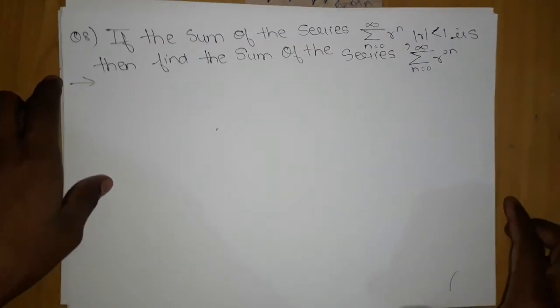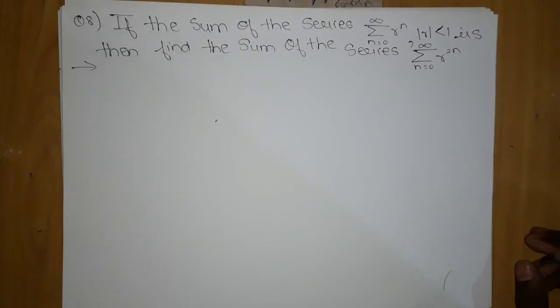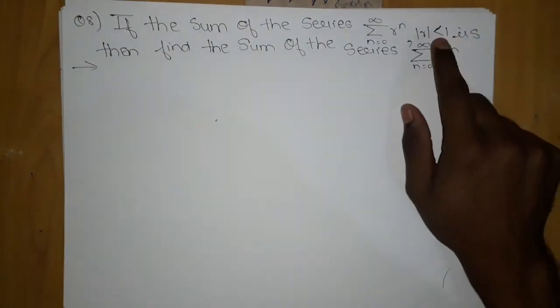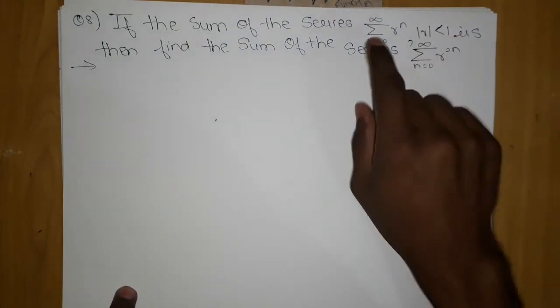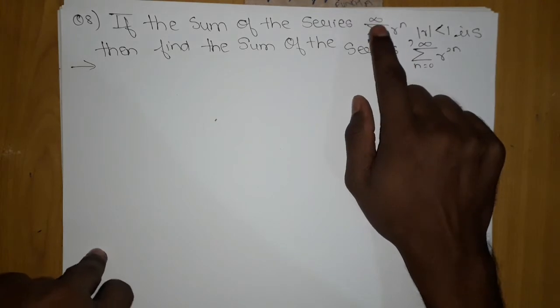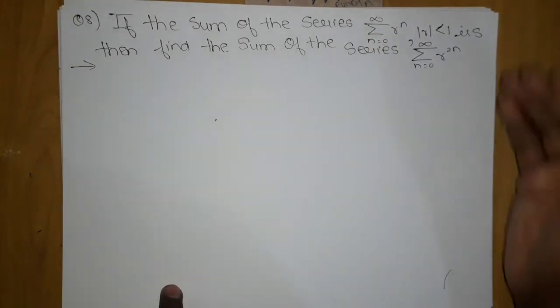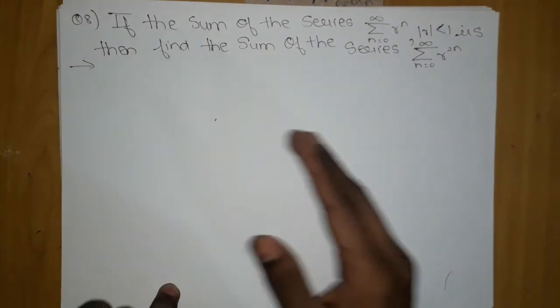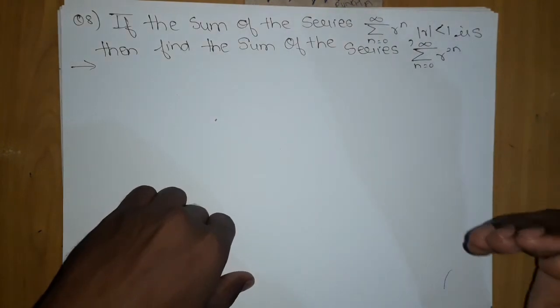Okay, the next question is this. If the sum of the series, summation n equal to 0 to infinity r^n, for mod r less than 1, I have told that this is the modified version of telling summation to infinity, although you again get the identification that it goes to infinity, the sum of infinite terms in GP, is s. Okay, they are telling that it is s. Then find the sum of the series summation n equal to 0 to infinity r^(2n).